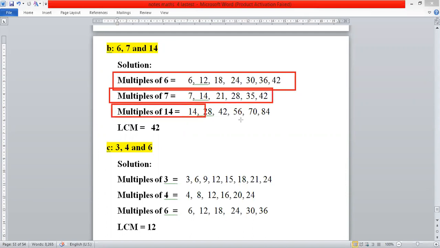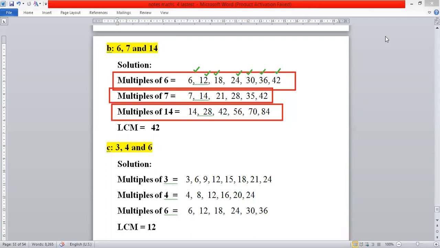Students, one thing is important: look at the multiples of 6. We are extending the multiples of 6 more than 6 because within 6 multiples, we cannot find the lowest common multiple. Therefore, we will extend more than 6. 1, 2, 3, 4, 5, 6, and write the 7th one also, because the 7th multiple is the first common multiple of 6, 7, and 14.